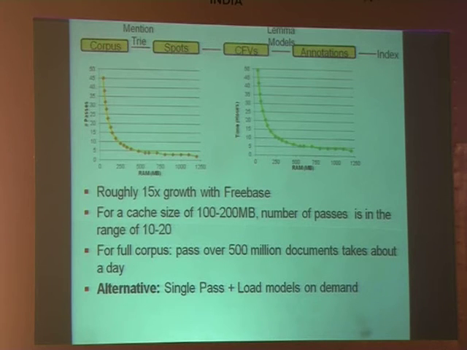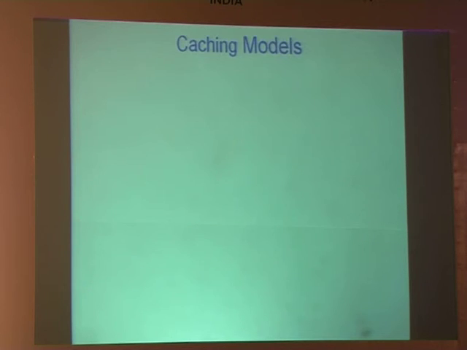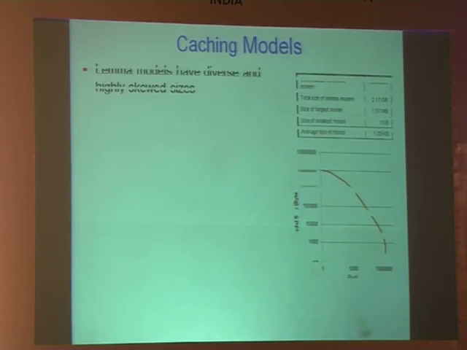Okay. So the immediate reaction of anyone would be to suggest, why don't you do a single pass over the corpus, and since you're not able to load up the entire set of models at once, why don't you load them up on demand, as and when a spot is encountered. So we call it the caching models baseline.